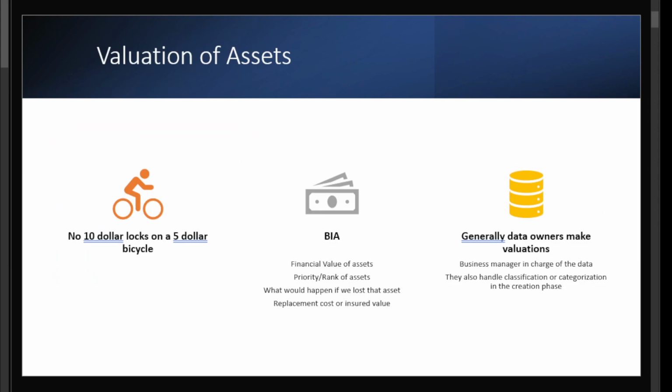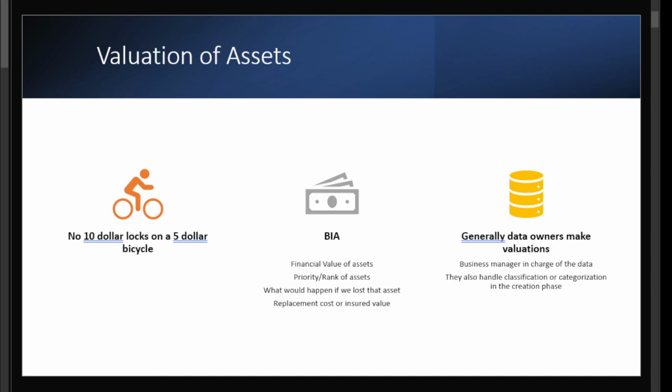So the valuation of assets will be done during the BIA, Business Impact Analysis. We're going to determine the value of assets per asset. So one of the principles is no $10 locks on a $5 bicycle. This just means you don't want to put an expensive security control on a less expensive piece of equipment. Now that does have a caveat, however, because that less expensive piece of equipment could be holding priority data or data classified as high priority or highly sensitive. In this case, then yes, you could put a $10 lock on a $5 bicycle, as to speak.